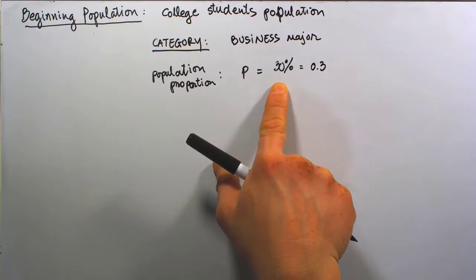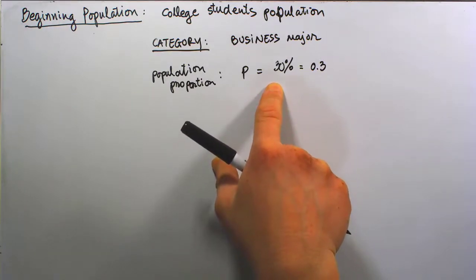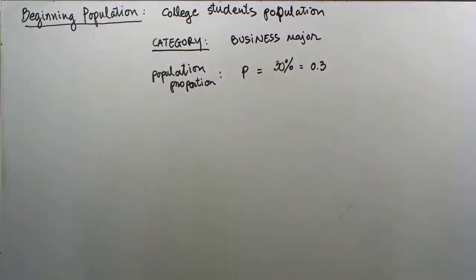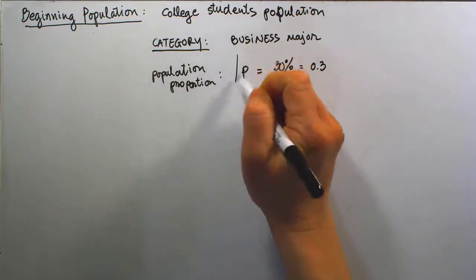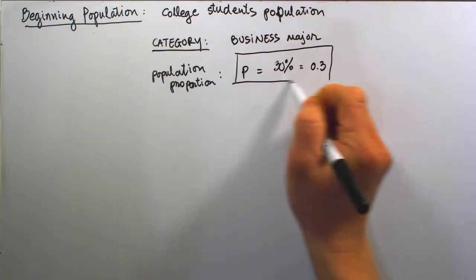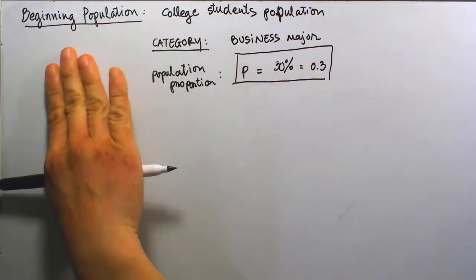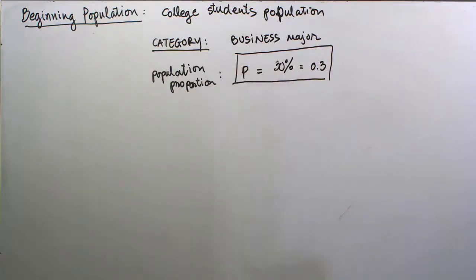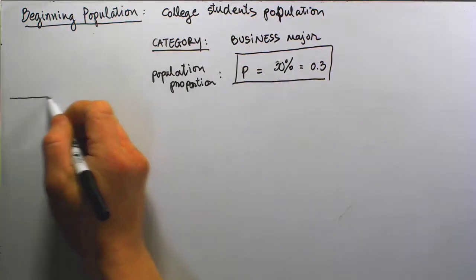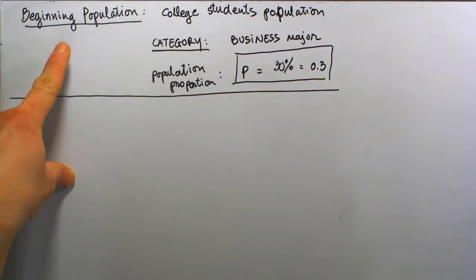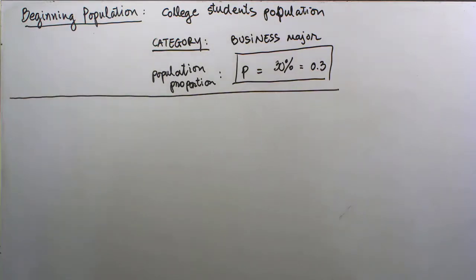I addressed this earlier: nobody learning from this lesson needs to worry about where this value came from. We just take that as given information. It is something to be highlighted, and that's really everything we know about the beginning population. So now, after looking at some information regarding the beginning population, let's look further into the wording description.